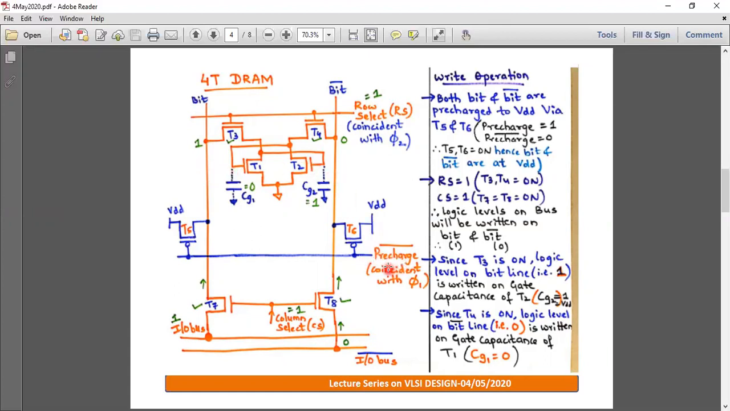So if you make precharge 1, precharge bar will be 0. 0 is fed as input to the T5 and T6 transistors, which are PMOS transistors. These transistors will turn on, and hence VDD will be available on the bit line. Similarly, T6 is also on, so VDD will be available on bit bar. So both bit and bit bar are charged to VDD via the T5 and T6 transistors.